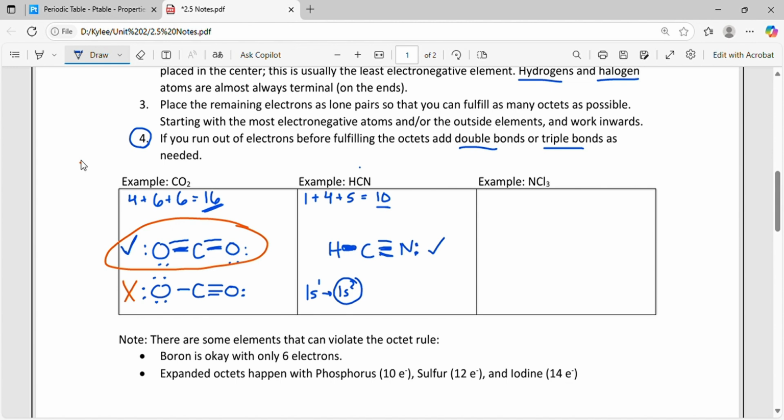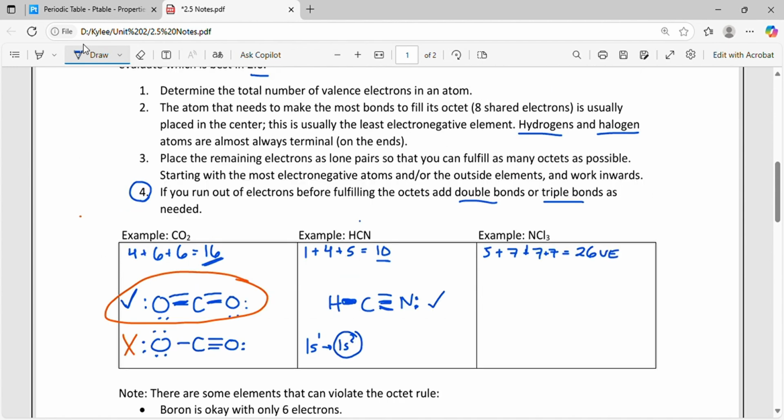Final example, we have NCl3. Nitrogen has 5 valence electrons, and each of the chlorines have 7 valence electrons. So altogether, I have 26 valence electrons to work with. Nitrogen is going to go in the middle because it is the least electronegative and it has the most electrons needed to fill its octet. And then I'm going to connect the chlorines going around the outside.